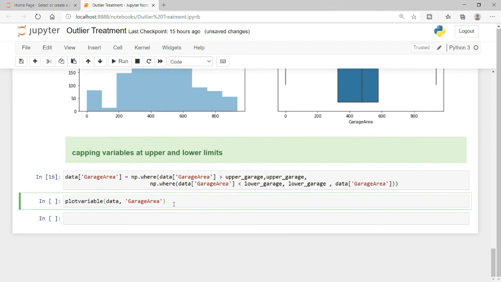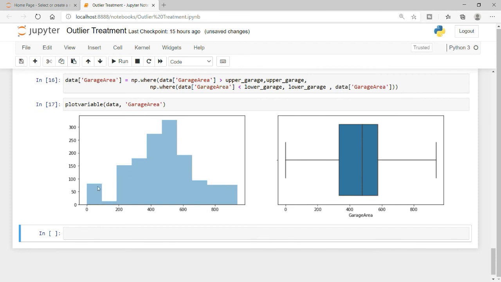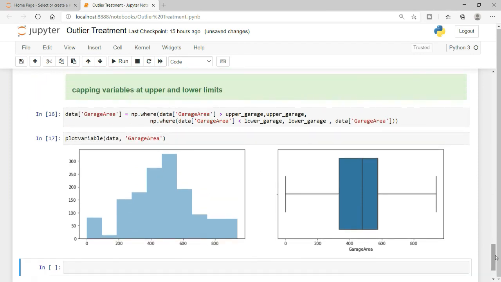And now if I plot my variable, you see that I have just kept my variables. So basically this is also a technique to deal with the outliers and get rid of them, treat them, whatever you may say. So this is all, and I hope you will be able to follow through.